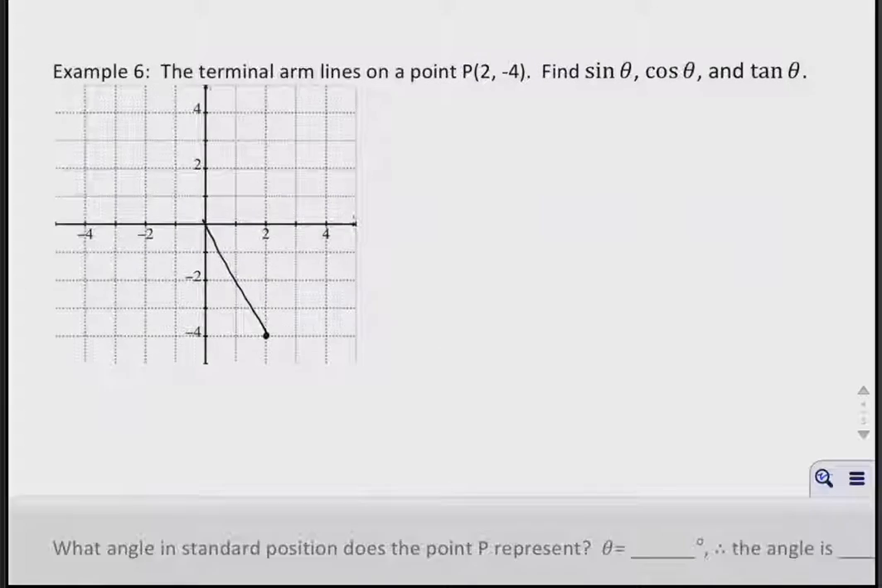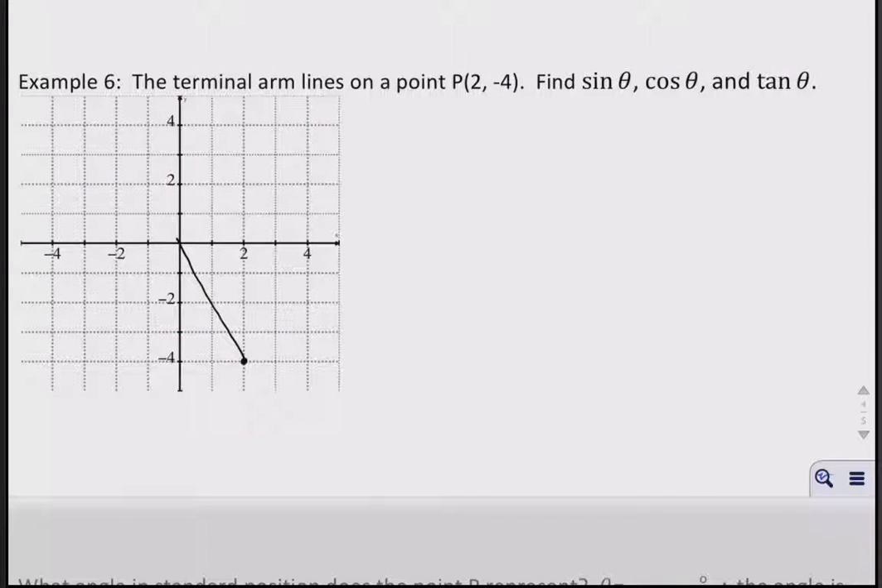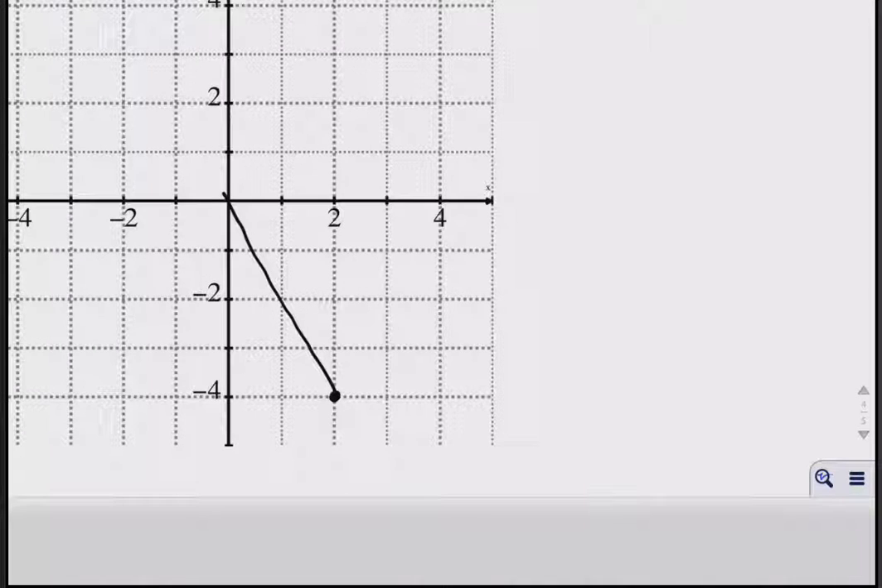And I'm trying to find values sine, cosine, and tan theta. So first of all, what is the angle theta? Theta is going to be measured from here all the way around to here. Okay, how do I figure that out? Well, look what I'm going to do. I'm going to draw in a right angle triangle. I know that this side is -4 because it goes down, and this side here is +2 because it goes across on the positive x-axis.